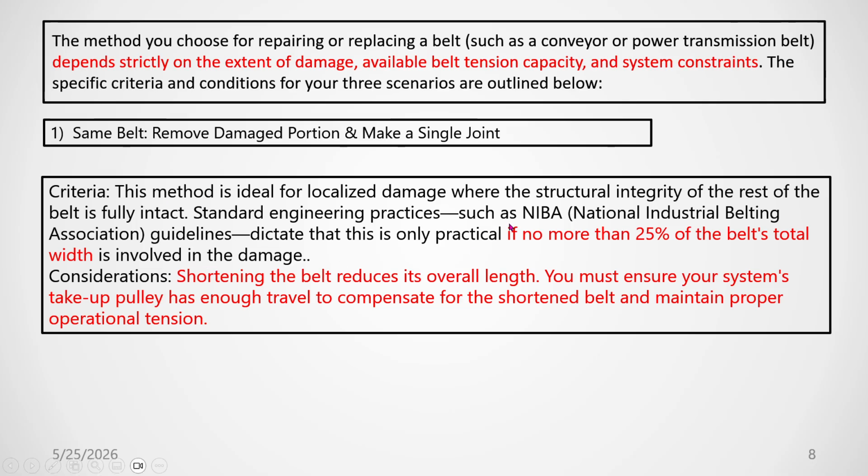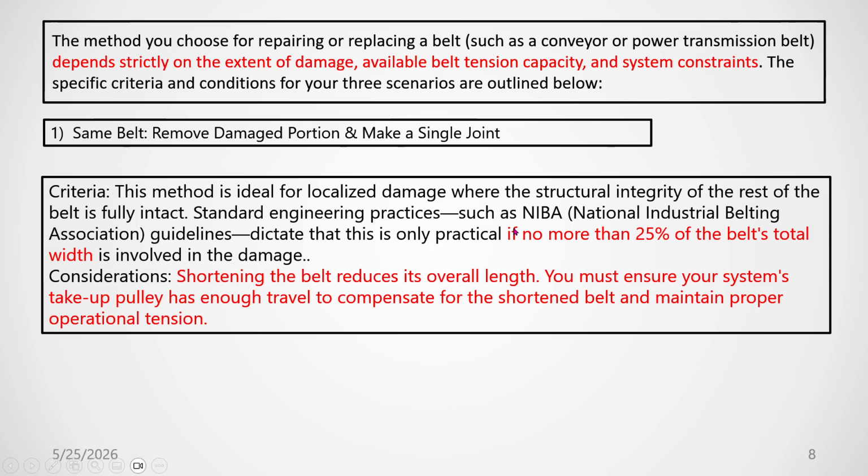Now, when it is localized damage, NIBA, the National Industrial Belting Association, gives us a guideline. When the damage of the belt is not more than 25% of the total belt width, for example if the belt width is 1,000 millimeters, then the damage should not go beyond 250. Then we can go for a single joint.